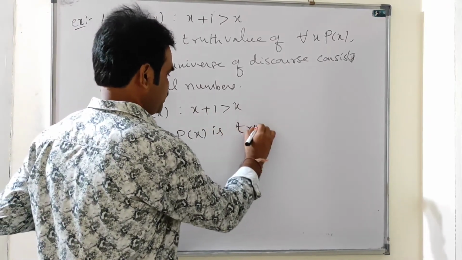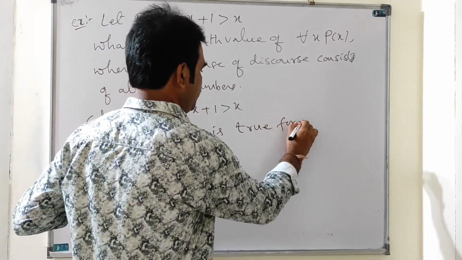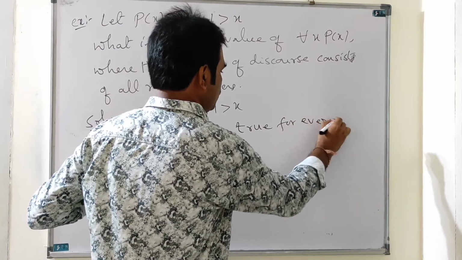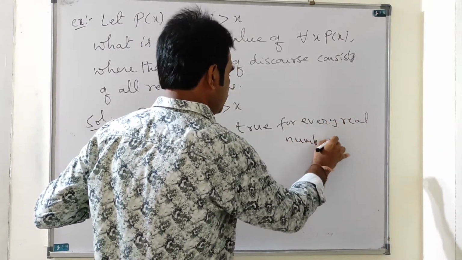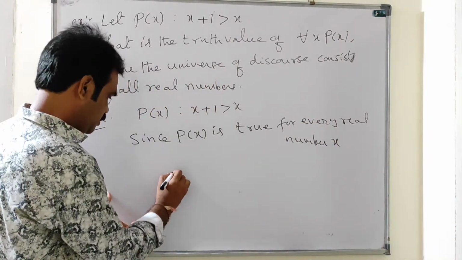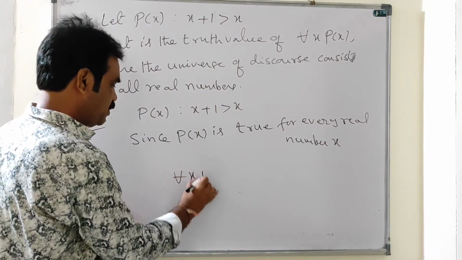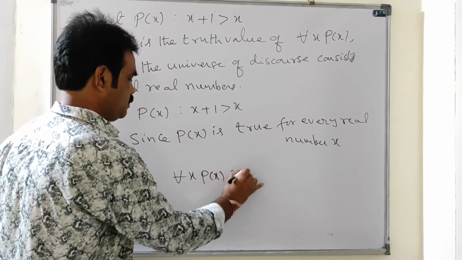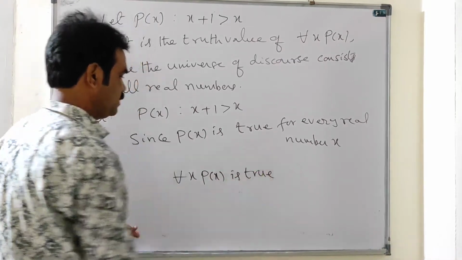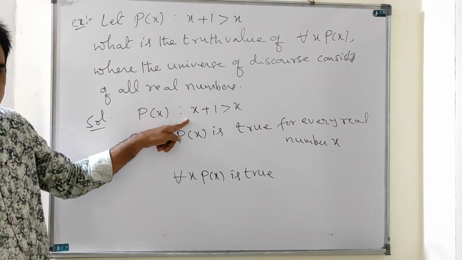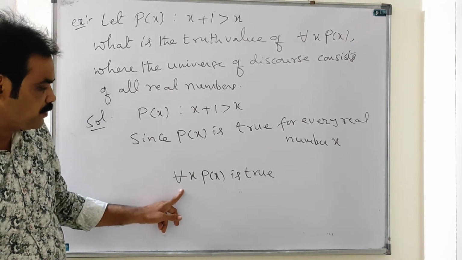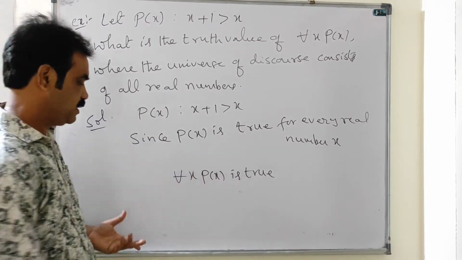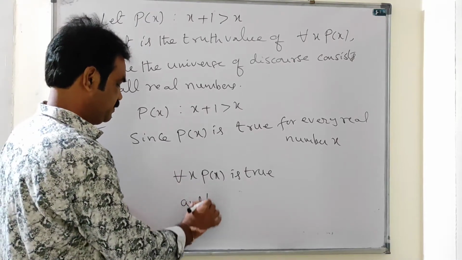for every real number x, the universal quantification for all x, P of x is true. Okay, since this statement is true for any x, and hence the universal quantification for all x, P of x is true, and hence its truth value is T.